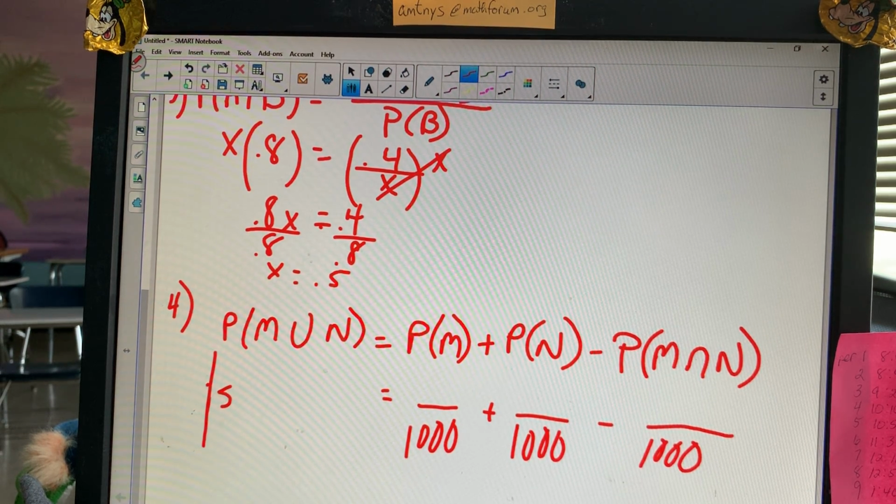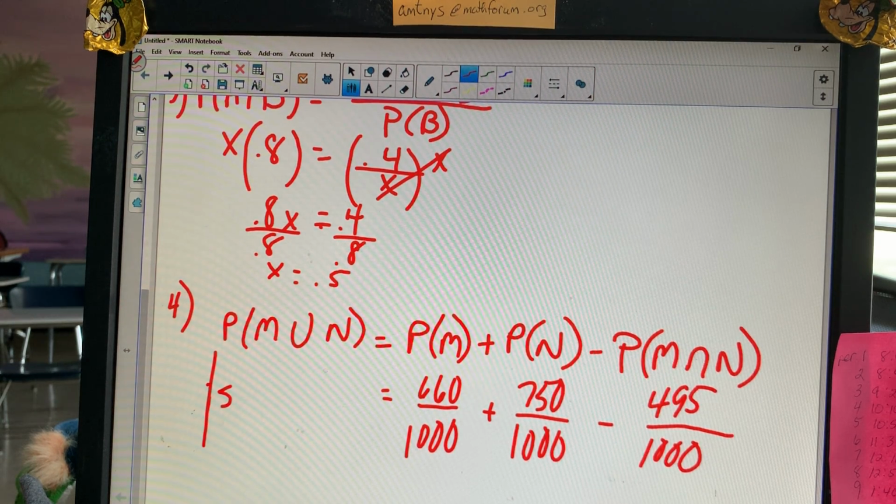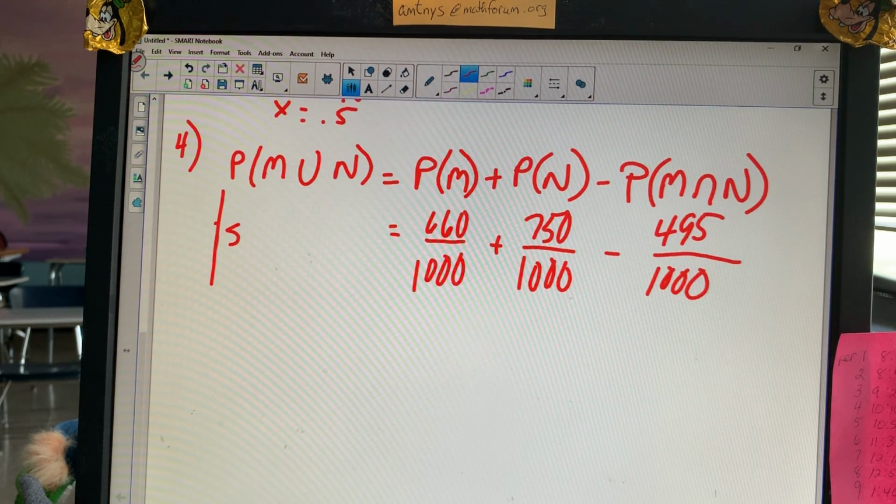Probability of male, there are 660 males. There are 750 that did not participate in sports. That is the total from that row. And then there are 495 males who never participated. Put that all in our calculator and we get 915 over 1,000.